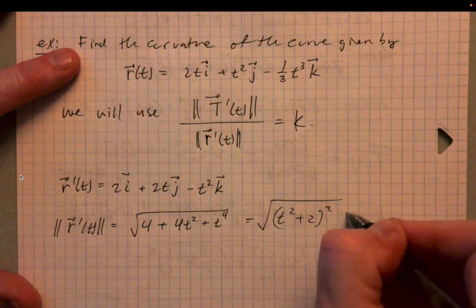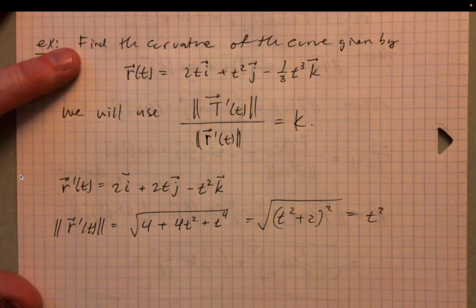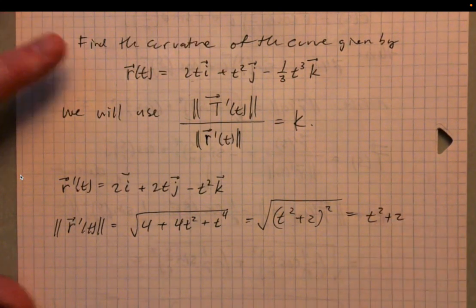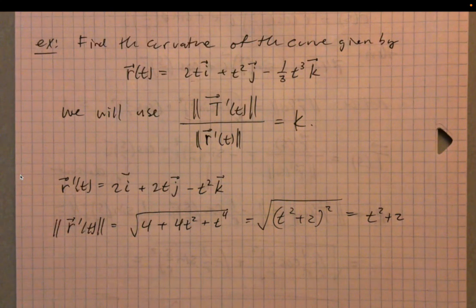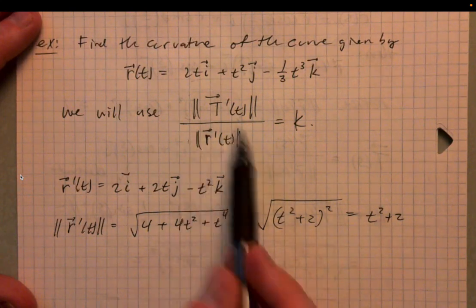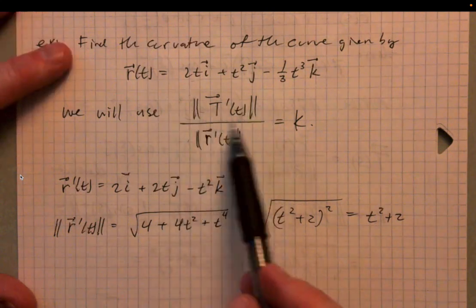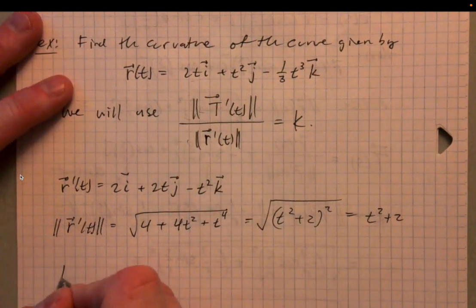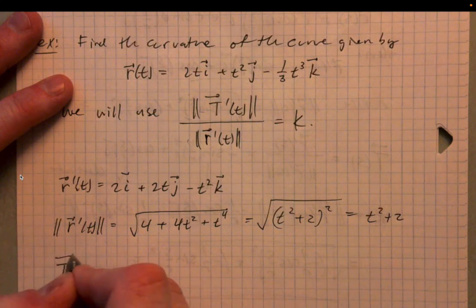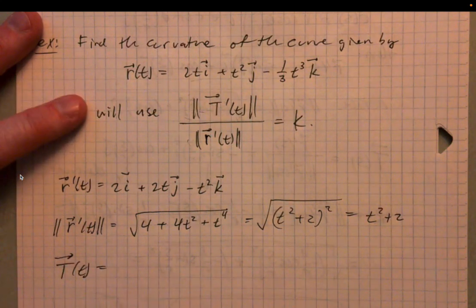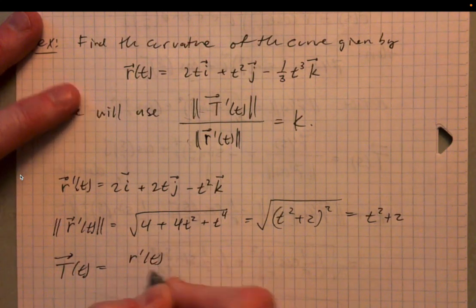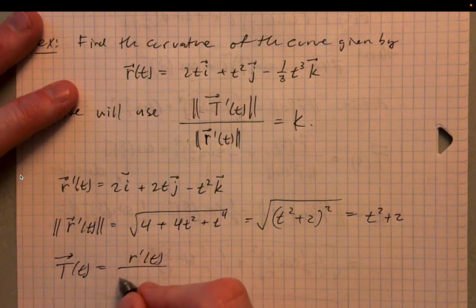And that helps a lot, right? Because then you can ditch the radical, and this is just t squared plus 2. All right, so that is r prime and the norm of r prime. Things that we'll need. So this will eventually be the denominator of the curvature expression. But now we need to find T and then differentiate it and then calculate the norm. So what is T? T is r prime of t divided by its norm.